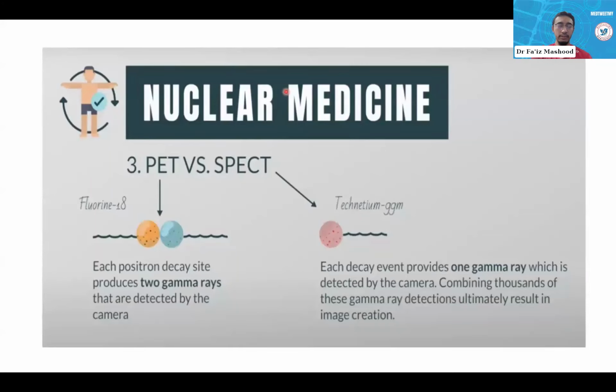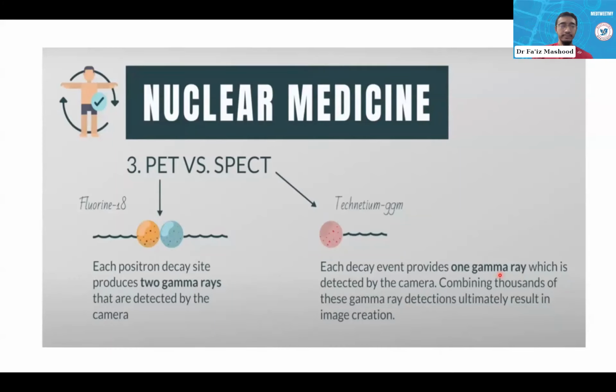For SPECT scan, the general idea is that they use a different type of radioactive tracer. We inject them intravenously and they circulate in the blood and diffuse into the organs, both intracellularly and extracellularly. They decay in our body and release one gamma ray. This one gamma ray is detected by the SPECT camera to produce the image. So remember, for SPECT, the decay product is one gamma ray.